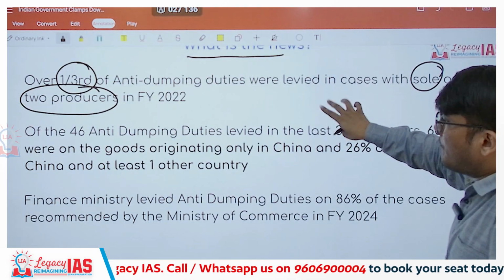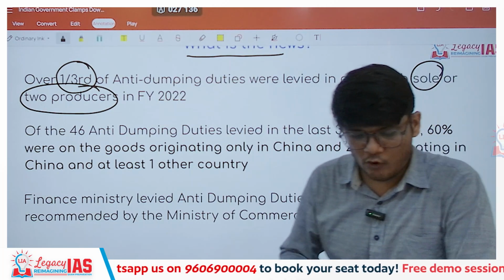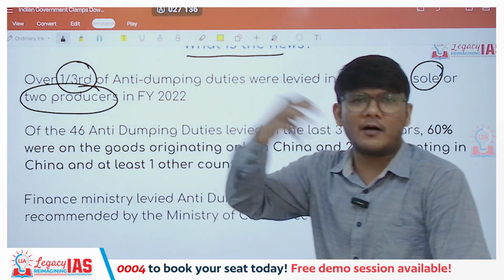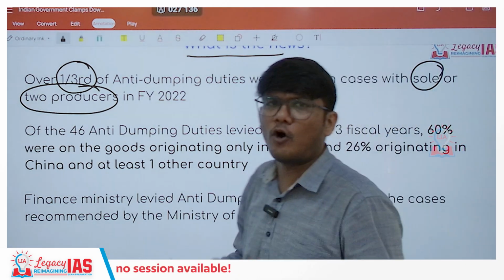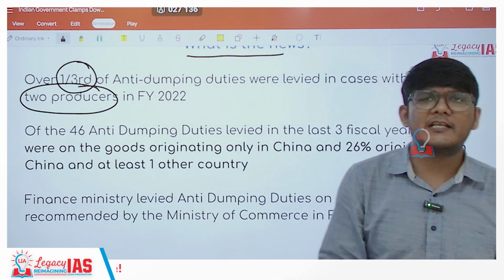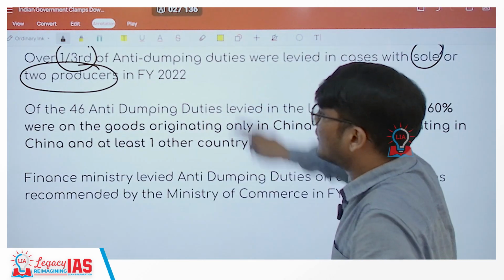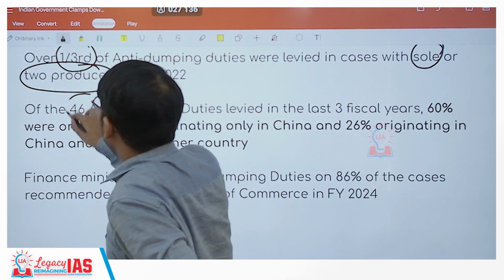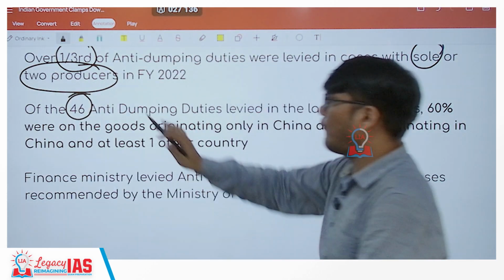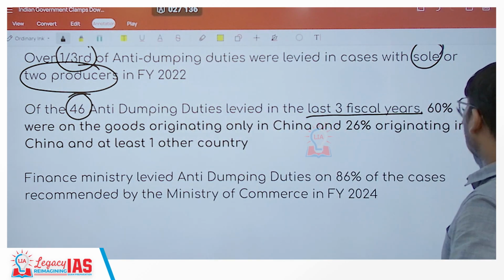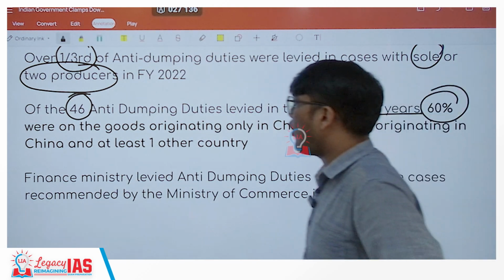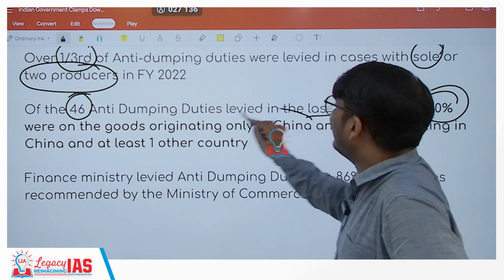Okay. More interestingly, we always say Chinese products are floating in the Indian market a lot. Everything you see here and there is Chinese. So let us have a look at this. Of the 46 anti-dumping duties levied in the last 3 fiscal years, 60% were on the goods originating only in China.